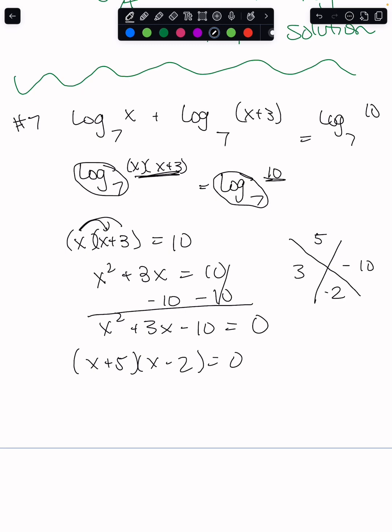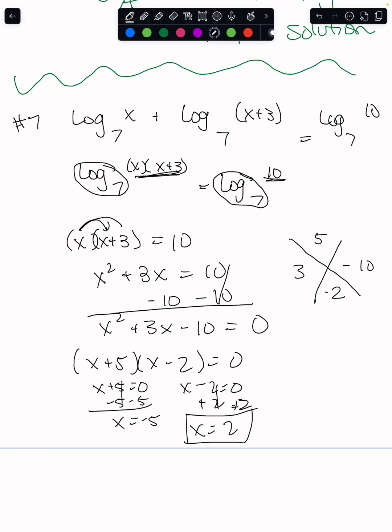And when I set these equal to 0, minus 5 minus 5, I got x is equal to negative 5. And then when I set this one equal to 0, x equals positive 2. Right, so far so good. All right, now, there's a problem though.